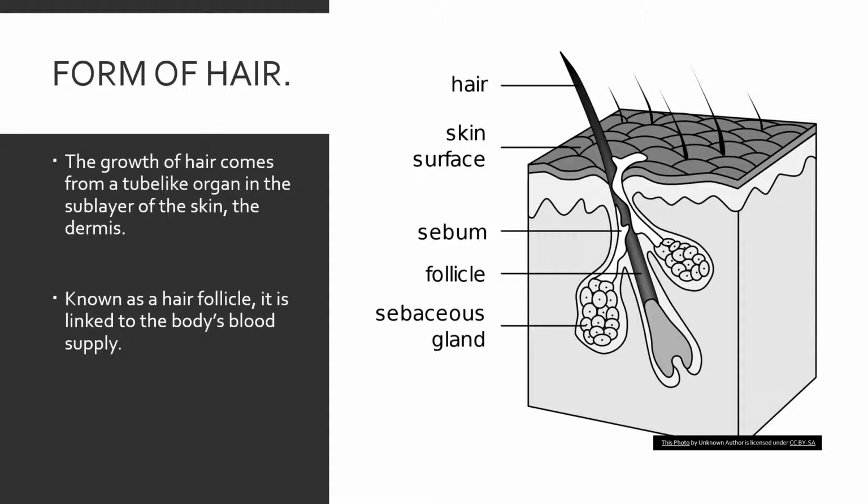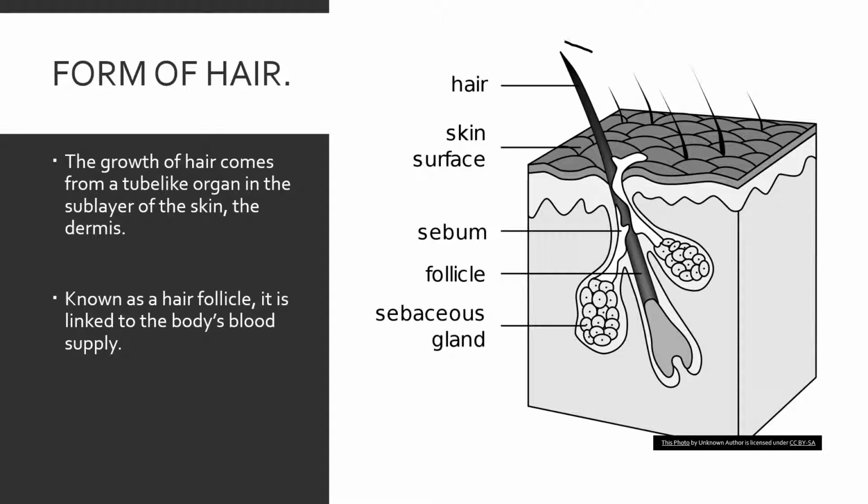So, form of hair. The growth of hair comes from a tube-like organ in the sublayer of the skin, the dermis. Known as a hair follicle, it is linked to the body's blood supply. So whatever is taken into the body, such as drugs or poisons, is also distributed to the part of the hair growing at that time.